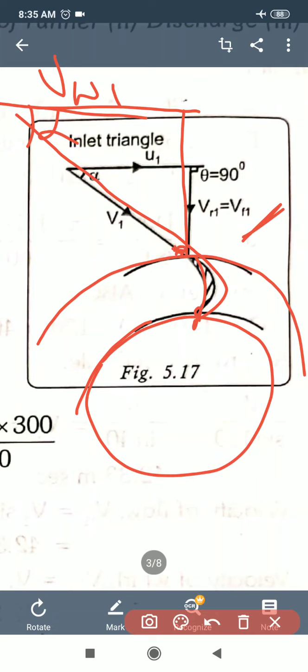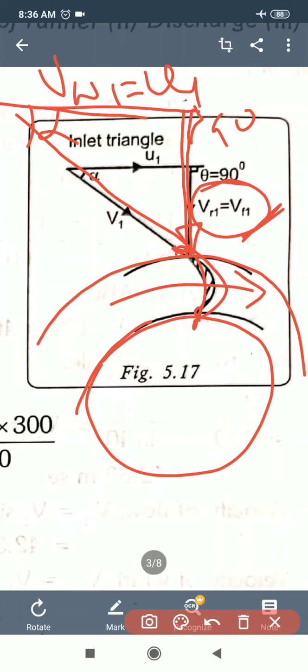The condition is given: the relative velocity at entrance is moving with 90 degrees, theta equal to 90. That means the relative velocity is also in this line only. So vr1, the relative velocity, is equal to the flow component, and vw1 is equal to u1. The blade is moving in this direction, so the blade velocity is equal to the whirl velocity of the water. So that is the inlet velocity diagram.